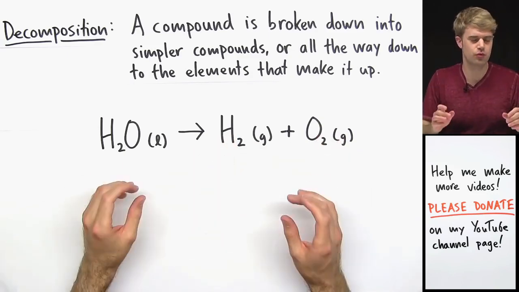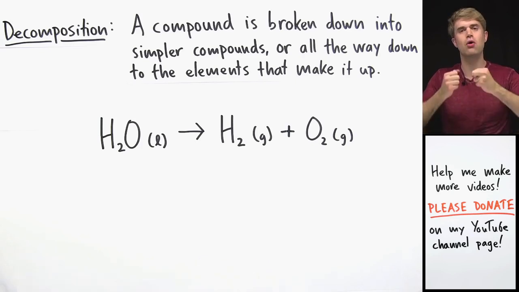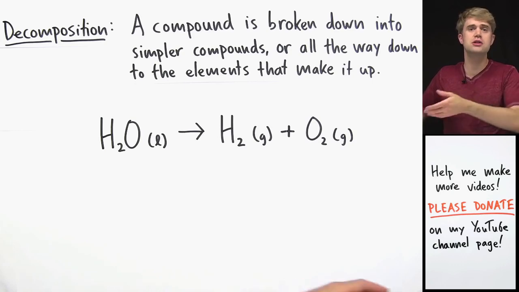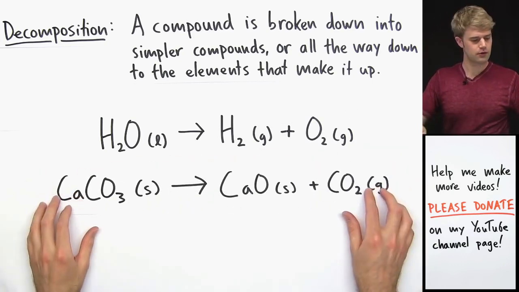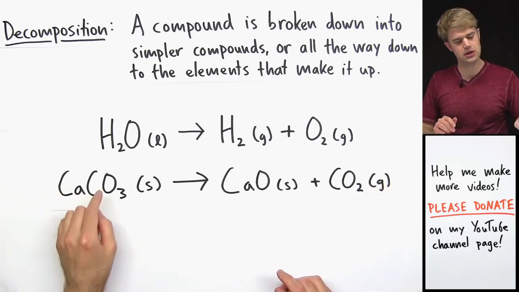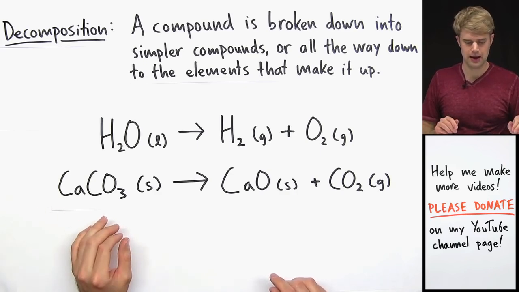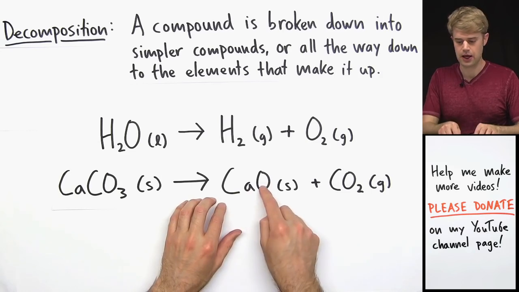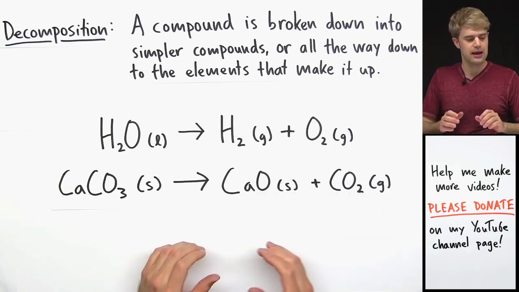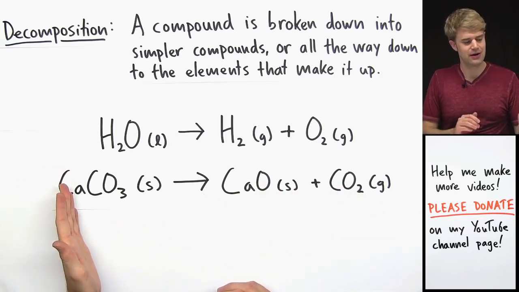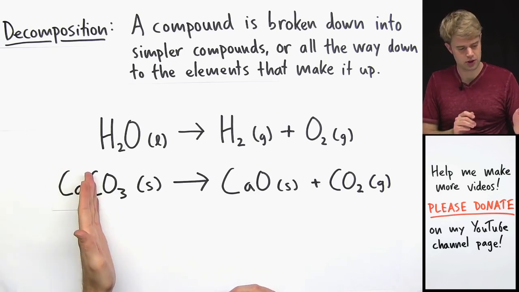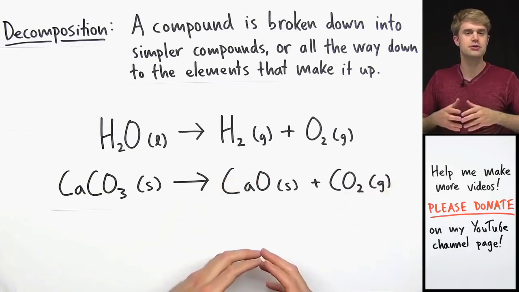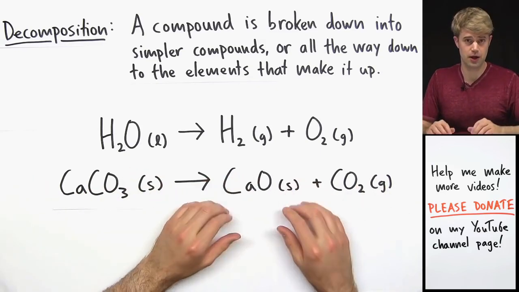Now, in a decomposition reaction, you don't have to break things down all the way down to their basic elements. You can also break them down just into simpler compounds. For example, here we have CaCO3, calcium carbonate, and that gets broken down to 2 simpler compounds, CaO and CO2. It's not like we're breaking it down into just calcium and just carbon and just oxygen, but still, because these are simpler compounds, it is also a decomposition reaction.